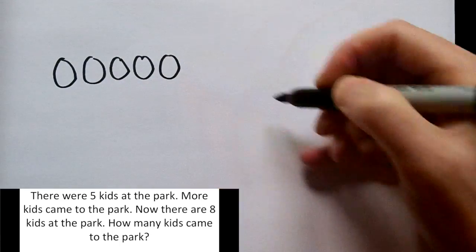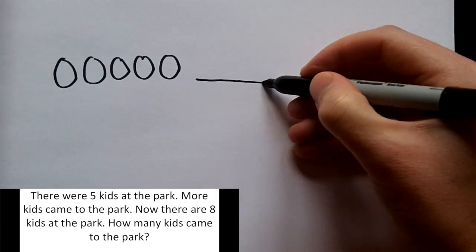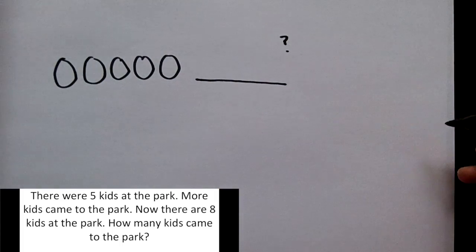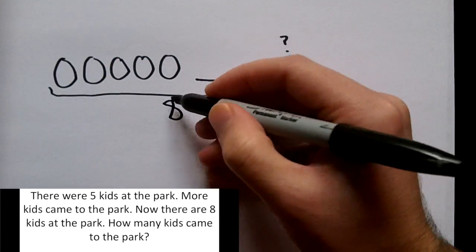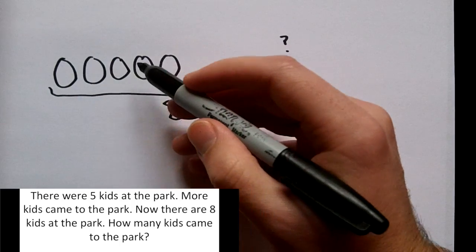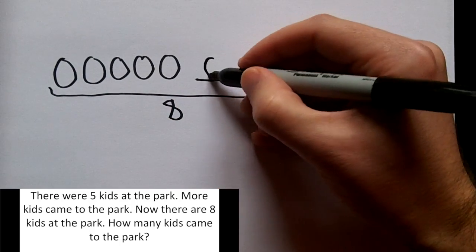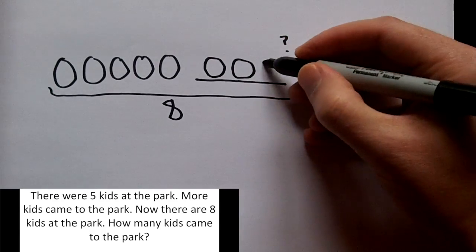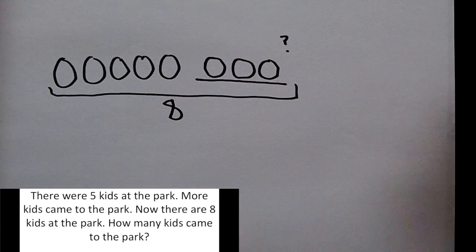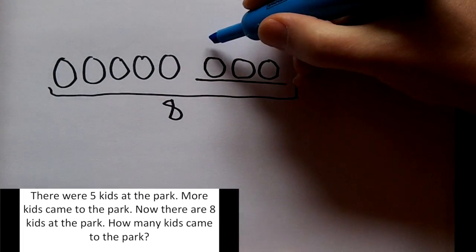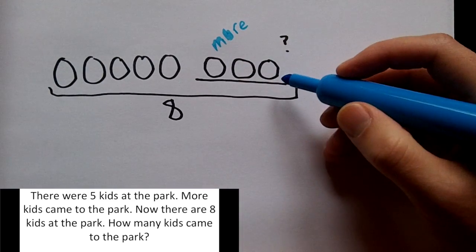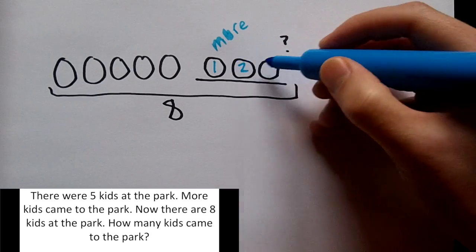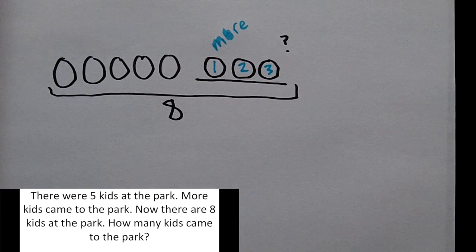Now I'm going to draw a picture. Those are the 5 kids that were at the park. I'm not sure how many kids came. I'm going to leave a space for that. I know altogether, though, there need to be 8 kids at the park at the end. So if I have 5, I go 6, 7, 8 kids are at the park at the end. I can see in my picture the kids that came to the park. I'm going to label it to make sure. Those are the more kids that came. How many more came? Let's see, 1, 2, 3 more kids came to the park.